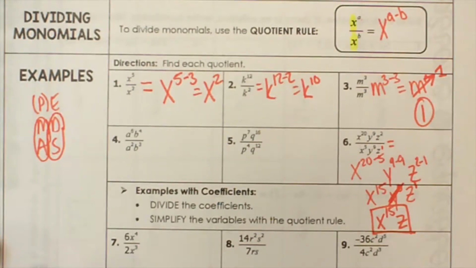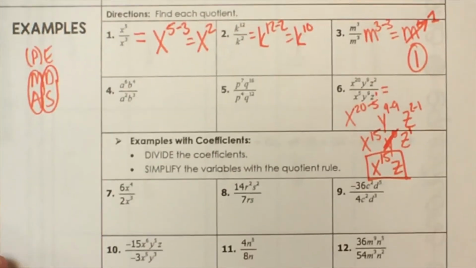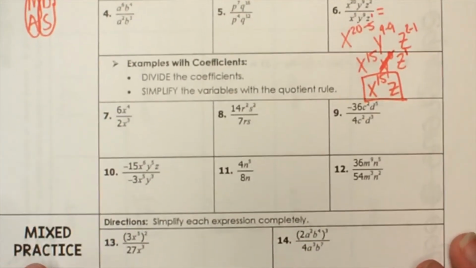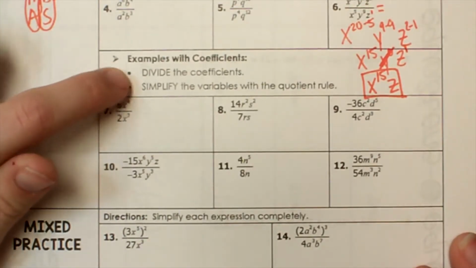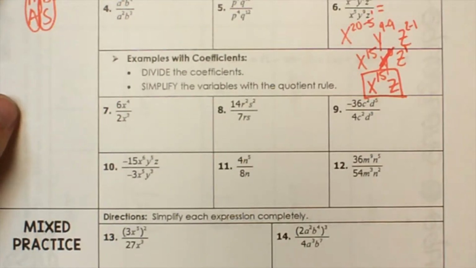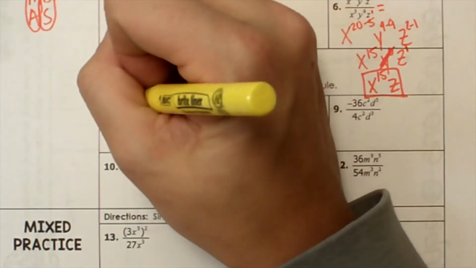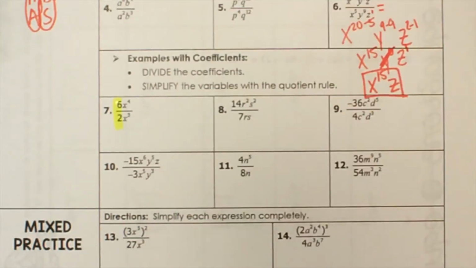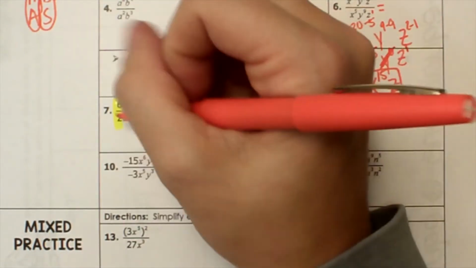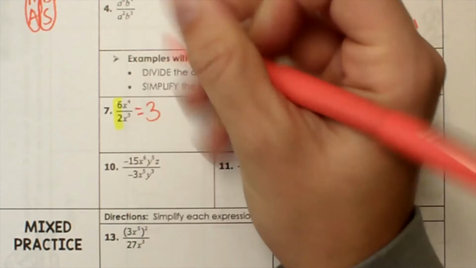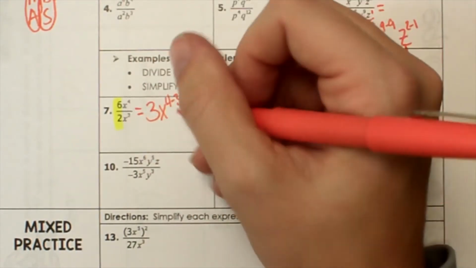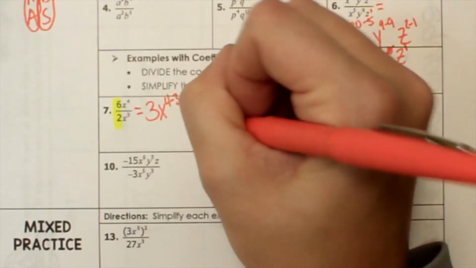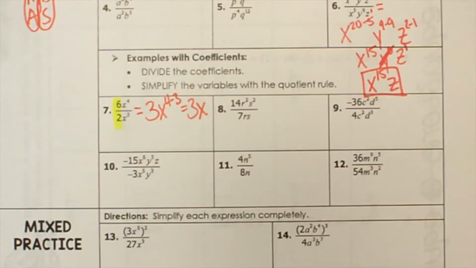Okay, so we know what to do when there's just variables. But let's look at examples with coefficients. So here are your steps. You divide the coefficients and then simplify the variables with the quotient rule. Looking at number 7, you're going to do just like it shows. 6 divided by 2. 6 over 2 is 3. And then you do x to the 4 minus 3. When you do that, you get x to the 1 power.